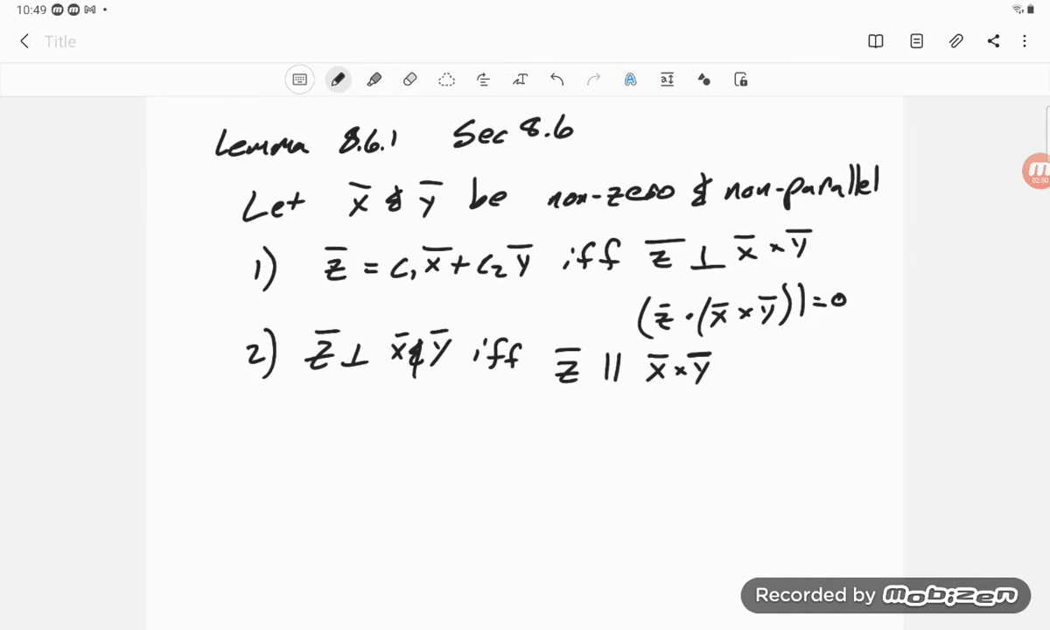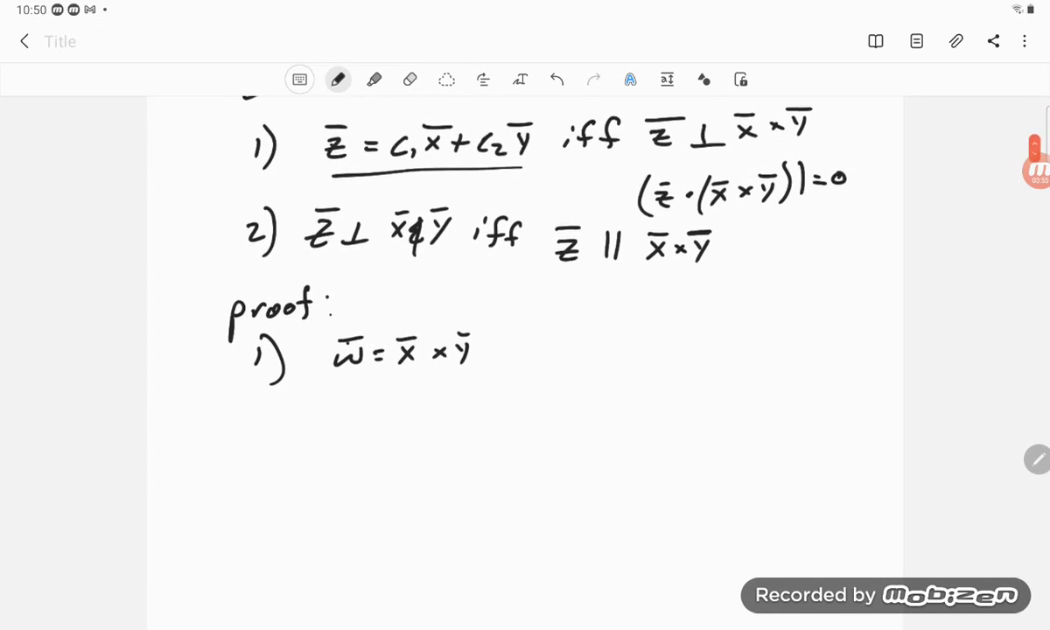Okay, and so if we look at these and look at the proofs, I don't think I'm going to go through everything in detail, maybe, but if we look at 1 in the proof, we need to go both directions. We'd like to show that z, if it fits this, is perpendicular to x cross y, right? So, let's assume that z is a linear combination of x and y, and so if we name, say, w equal x cross y, I don't know if I really need to do that.